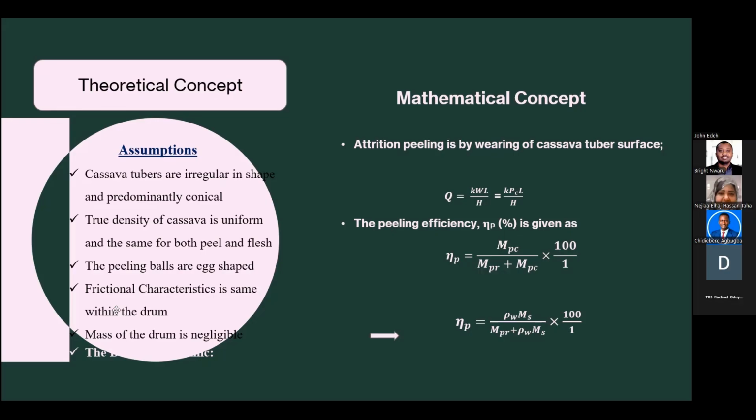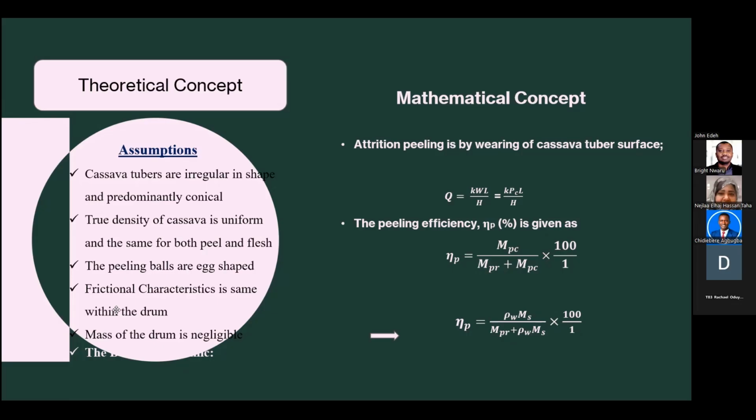Then we also assume that the true density of cassava is uniform. That is, the density of the flesh and that of the peels are the same. Then the peeling balls are egg-shaped. Like I said, we have optimized the egg-shaped peeling balls to inform that. And then the frictional coefficient is the same within the drum. The mass of the drum is negligible.